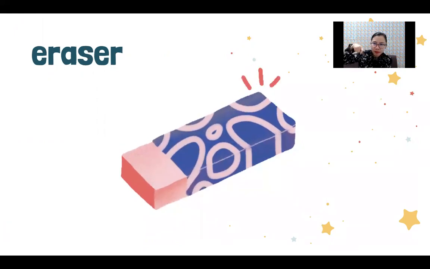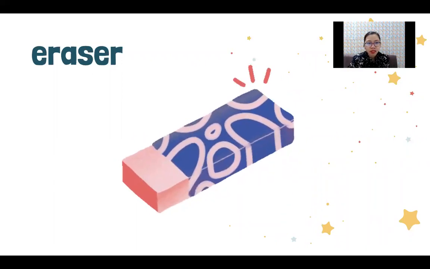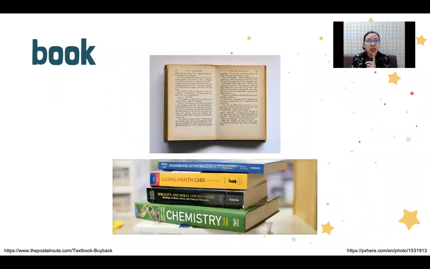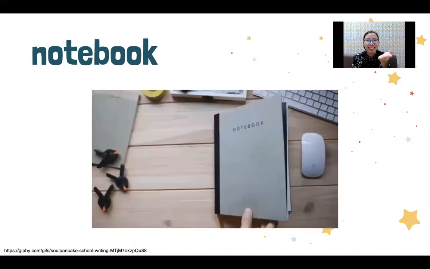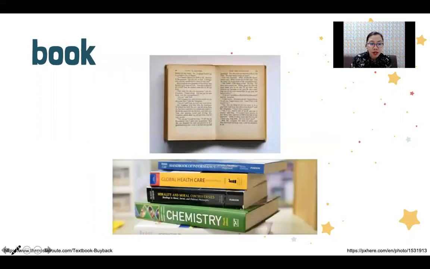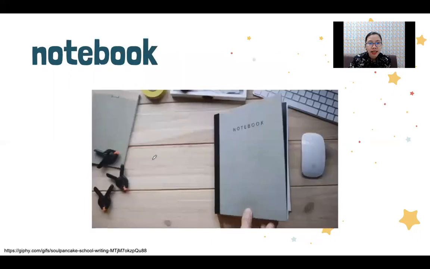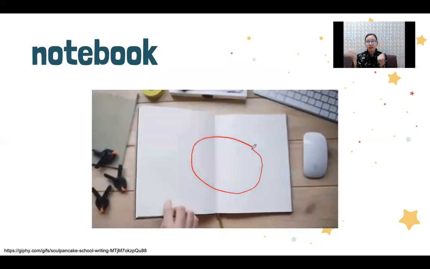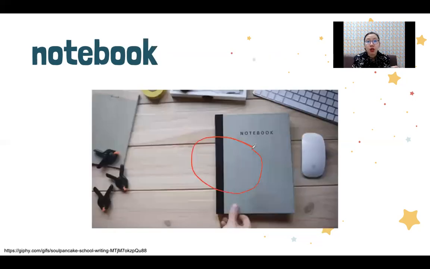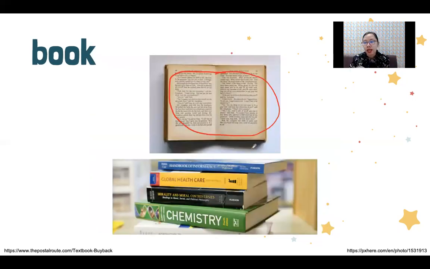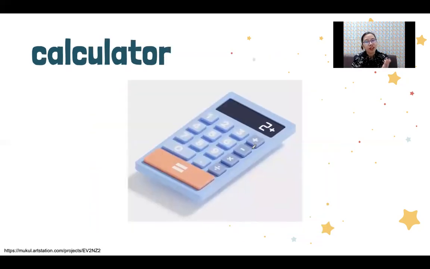What is an eraser? Eraser, like this one. Next, book. Good job. Notebook. Remember, when we say book, there are words inside a book. Whereas if we say notebook, there is nothing, because that is where you write. Notebook, book.